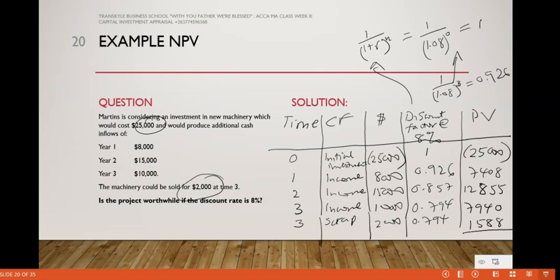Then we have to add them up, and we should, that's minus 25,000 plus 7,408 plus 12,855 plus 7,940 plus 1,588, and we get our 4,791. So this is our NPV. That's the net present value, and you can see that it is positive. So we should accept the project. Okay, the project is worthwhile, we should accept it.